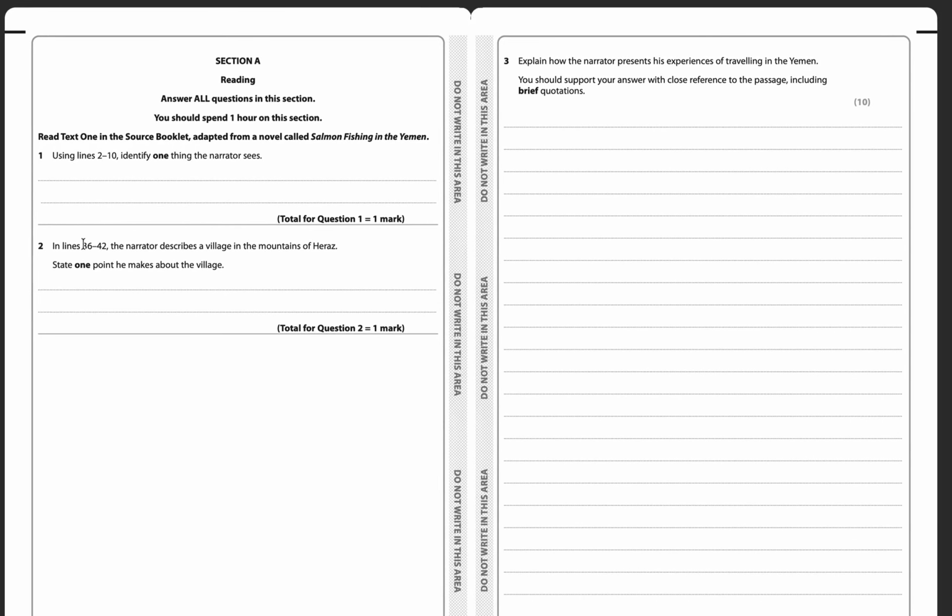Okay. In lines 36 to 42, the narrator describes a village in the Mount of Heraz. I think that's how you pronounce it. So he describes, or she describes, whoever they are, something about the village. State one point he makes about the village.